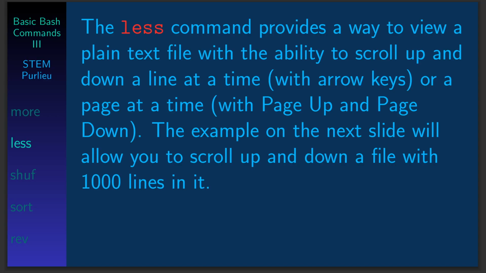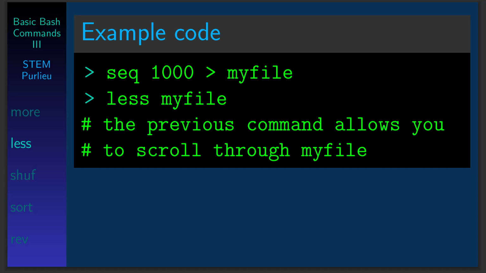The example on the next slide shows you how to scroll up and down a file with 1,000 lines in it, which are numbers. So you use the seq command to generate 1,000 numbers and redirect to myfile. Then we can use the less command to scroll up and down.